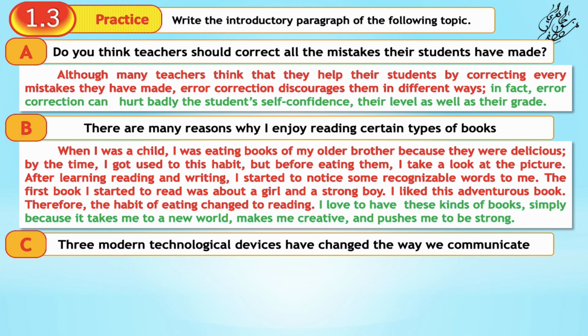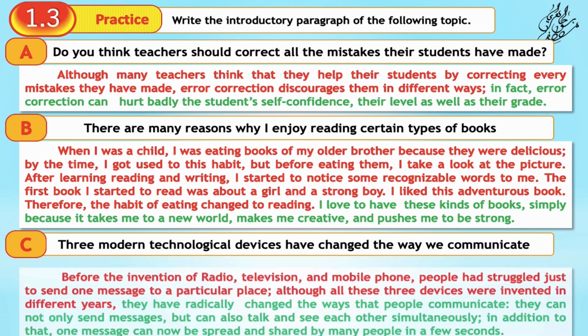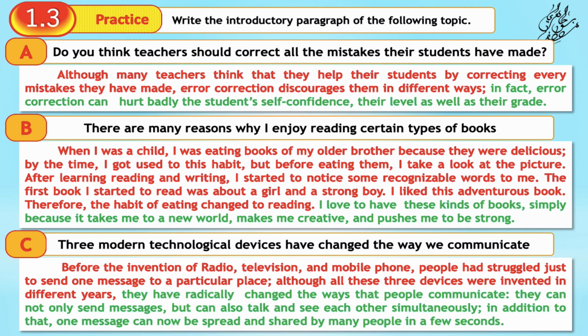The third topic, 3 modern technical devices have changed the way we communicate. Before the invention of radio, television, and mobile phone, people had struggled just to send one message to a particular place. Although all these 3 devices were invented in different years, they have radically changed the ways that people communicate. They can not only send messages, but they can also talk and see each other simultaneously. In addition to that, one message can now be spread and shared by many people in a few seconds.